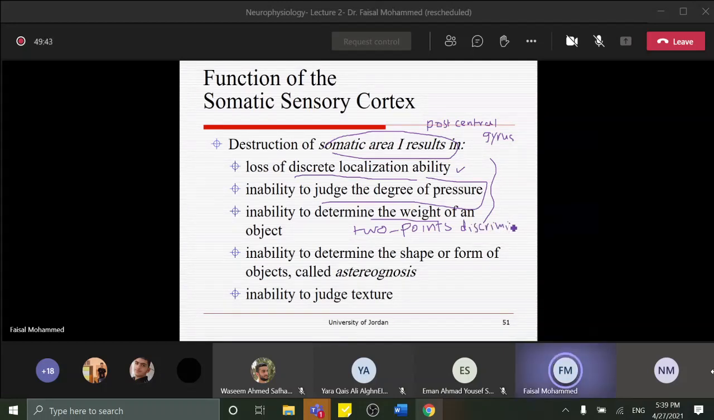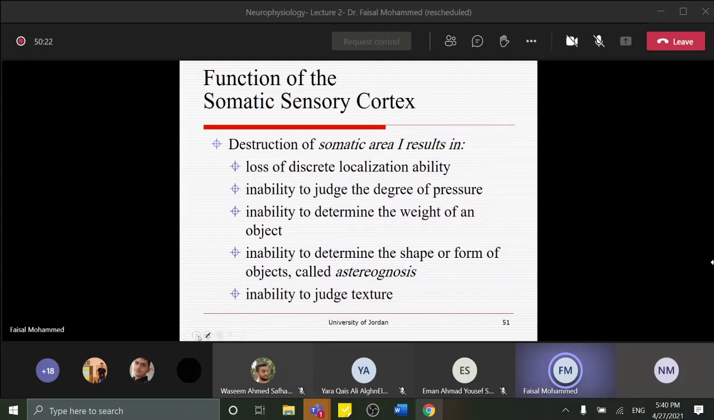Stereognosis and weight discrimination. If you lose this area, you will be unable to determine between different weights. Weight discrimination doesn't mean you put it in your hand and say this is one gram and this is 5 grams, no, you say at least that this is heavier than this and this is lighter than this. Inability to determine shape: this is astereognosis. The A here is for negation. Astereognosis, inability to judge the texture or forms.